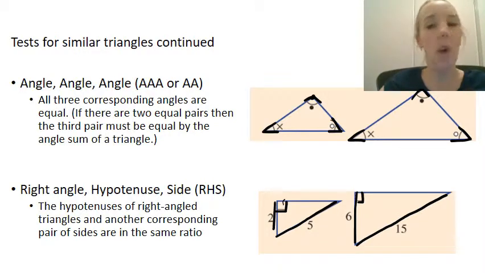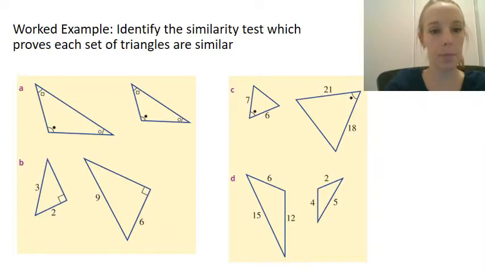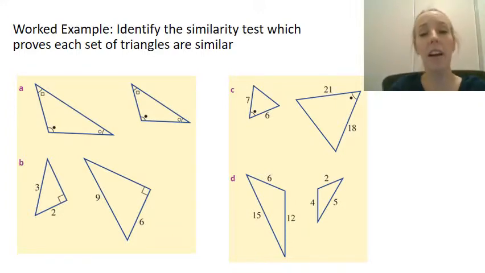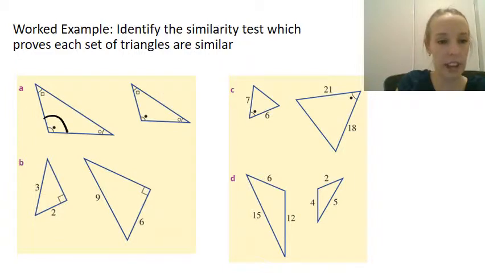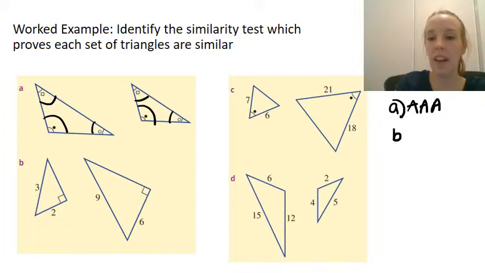So we're going to do a few worked examples about this. Okay, so worked examples: identify the similarity test which proves each set of triangles are similar. So for A, you can see there we actually have corresponding angles. So this angle corresponds to this one and it's equal. This one to this one is equal. This one to this one. So there you go. For A, it would be angle, angle, angle. That proves that they're similar.